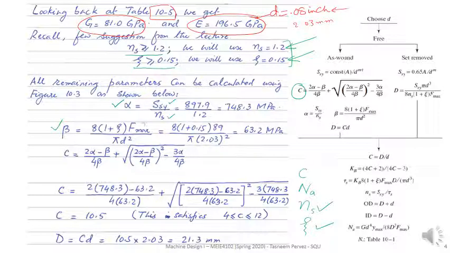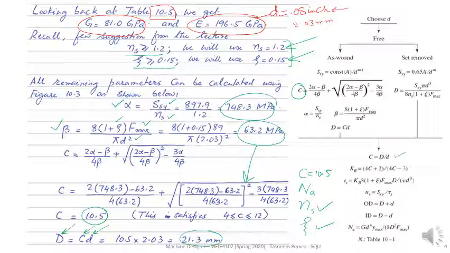Alpha, all these values are known. Beta, all these values are known. So I got alpha, I got beta. When I substitute in C, I got C as 10.5. In other words, I got 10.5 coil, the spring index. Once I know the spring index, I can calculate the mean diameter, which is the spring index multiplied by the wire diameter, which comes out as 21.3 mm.